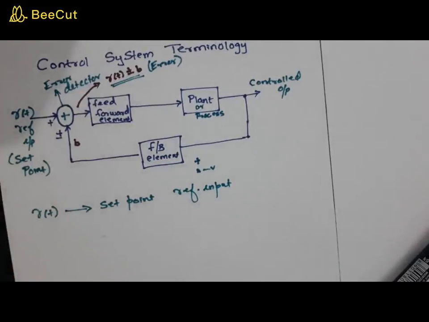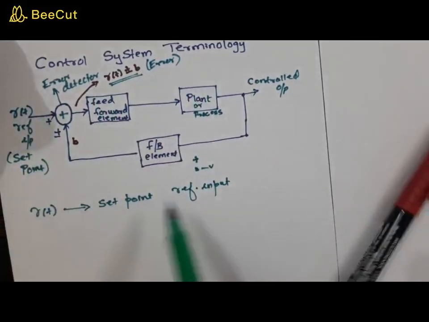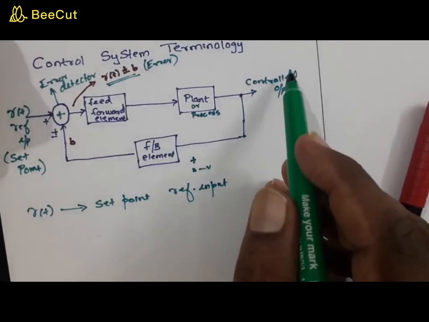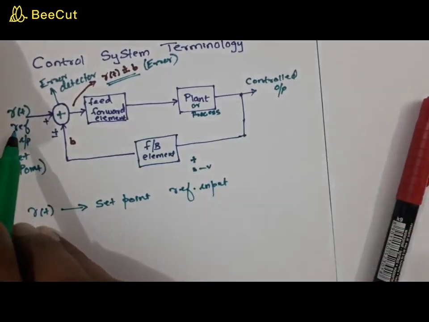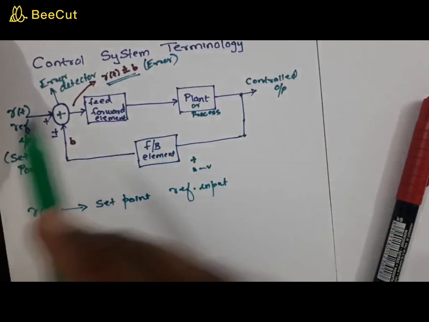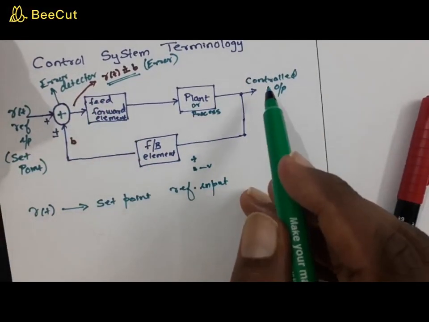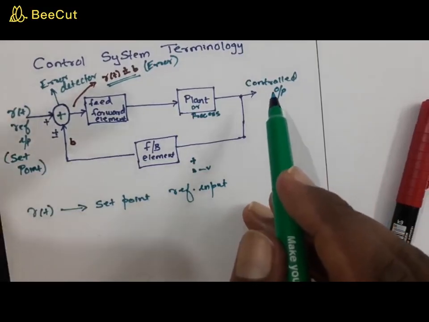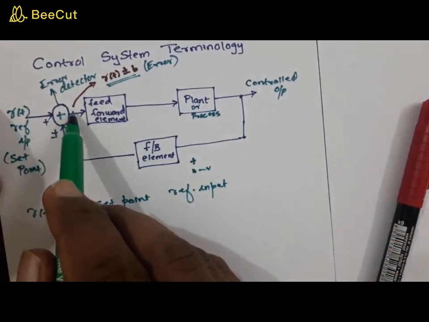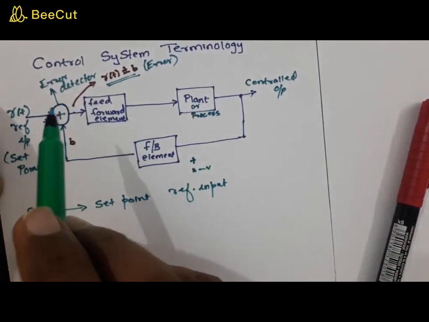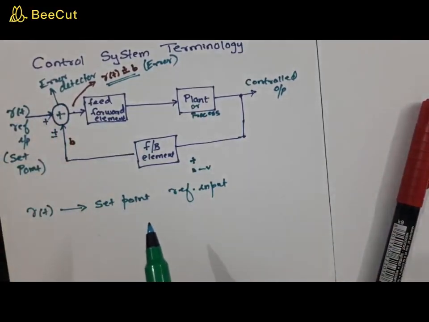So what is the objective of any control system? The objective of any control system is to make the output equal to the reference input. That means you are expecting a zero error at the output for a controlled output. So whenever the output is in control, we can see that the error signal has to be zero. So what must be the primary objective of a control system?